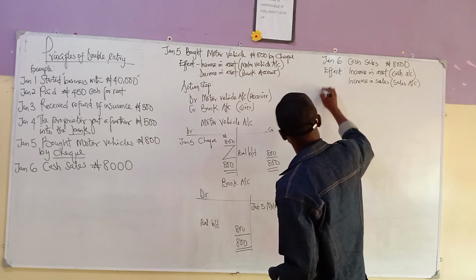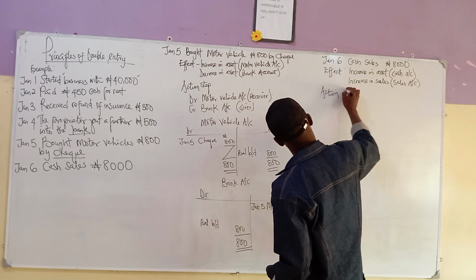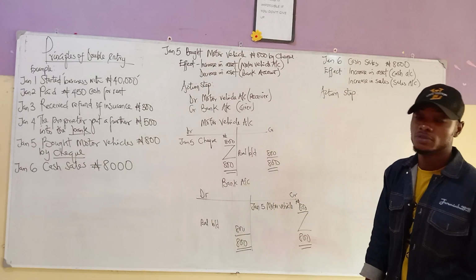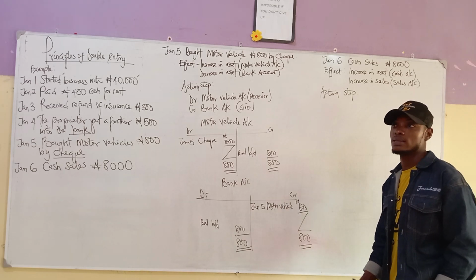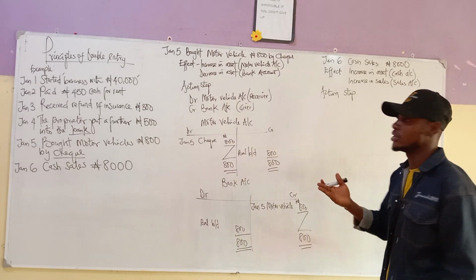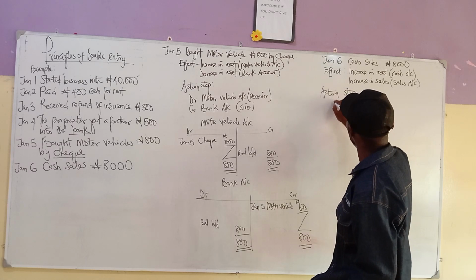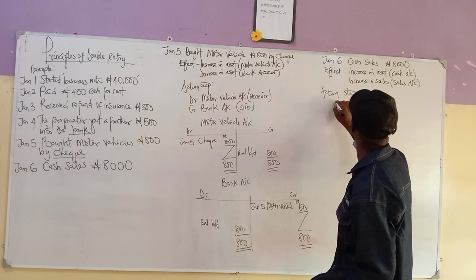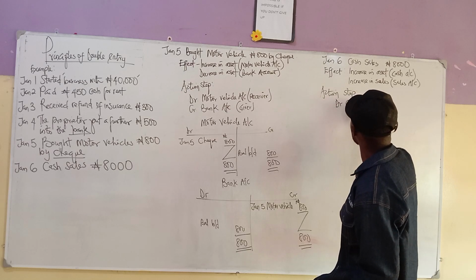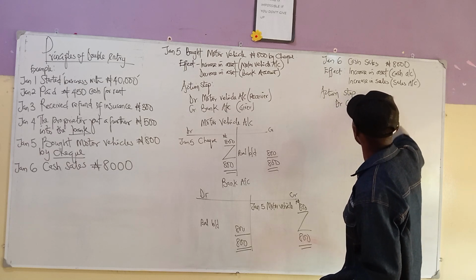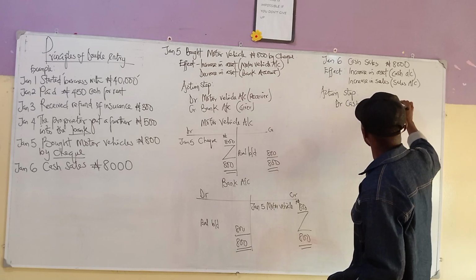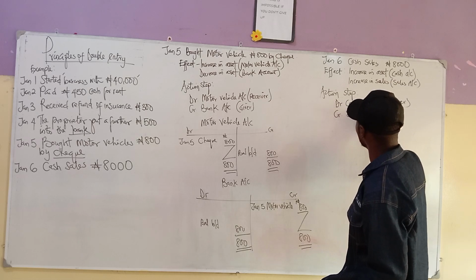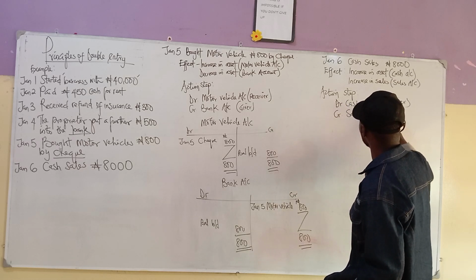And what is our action step? Now, once you make money from sales, it means that the value, the assets that you have in your organization increases. So that was the effect. We'll debit cash account, and cash account is what? Receiver. And then we'll credit sales account. Sales account is the what? Is the giver.